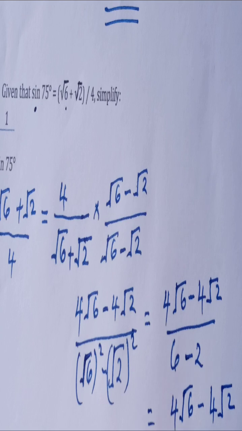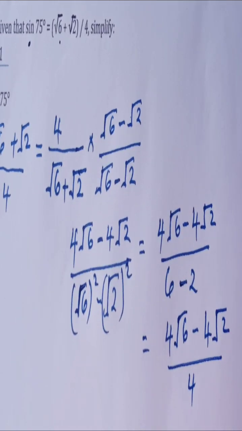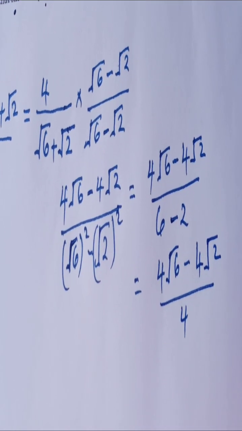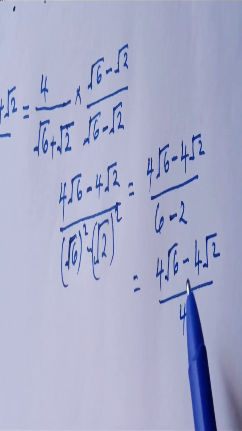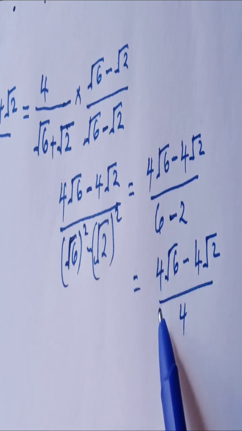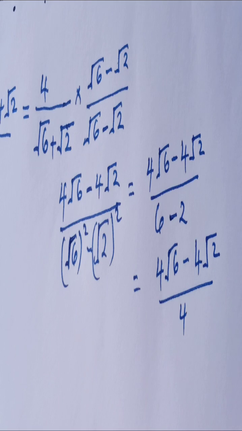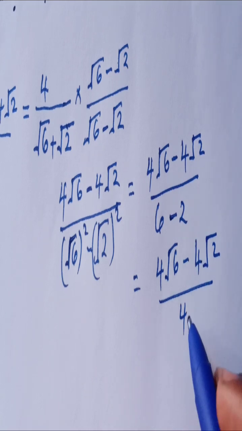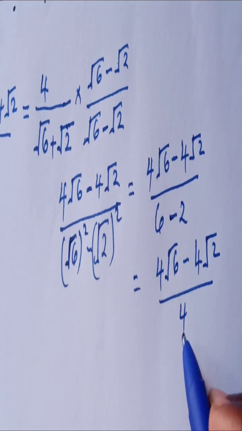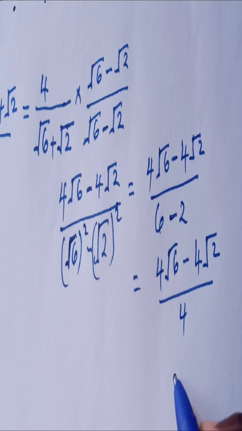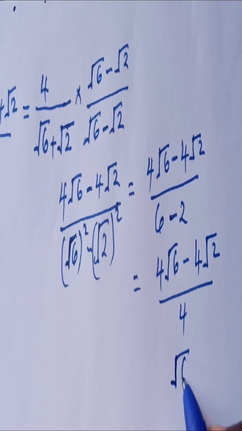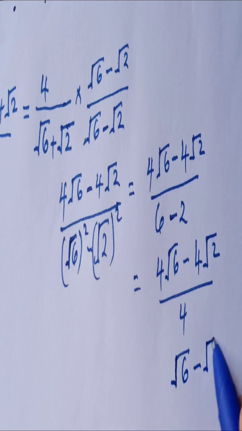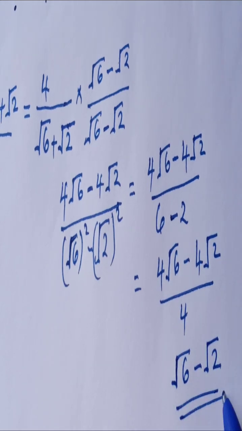We divide everything by 4. So 4 goes into 4 once, and it also goes into 4 once. So our final result is root 6 minus root 2. This is our final answer for this question.